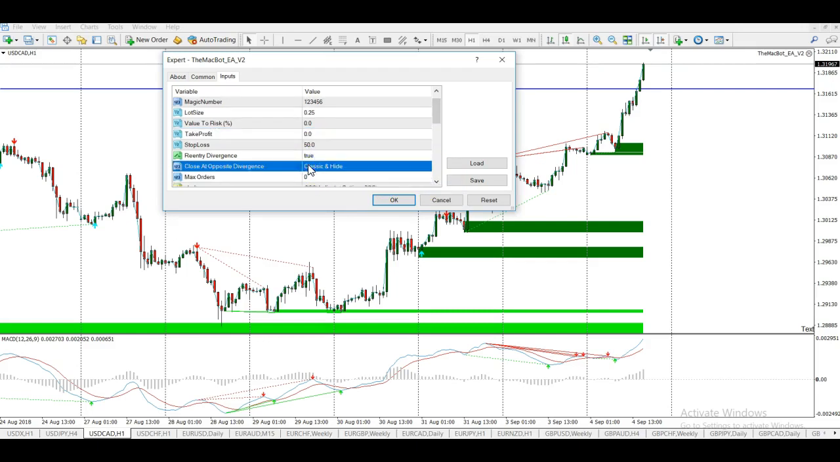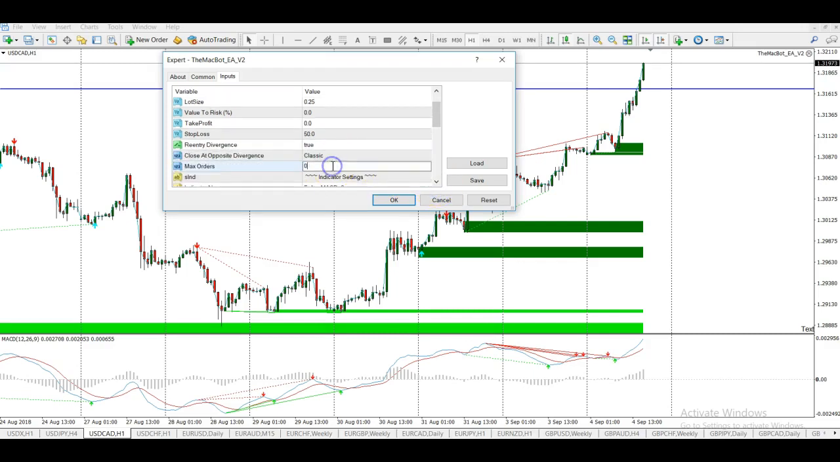The actual version you'll get of the MacBot will allow you just to select true or false. So close at opposite divergence, and I'm going to hit classic. This one here is also very important, where we put in the max orders.